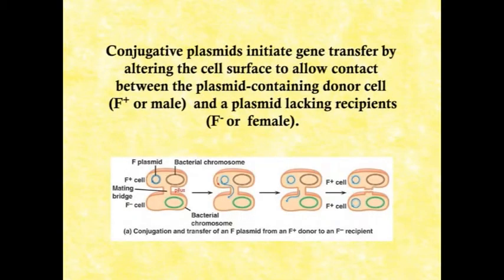Conjugative plasmids initiate gene transfer by altering the cell surface to allow contact between the plasmid-containing donor cell, that is the F positive or male, and a plasmid-lacking recipient, that is F negative or the female. Consequently, the sex pilus originates from the donor and establishes a conjugation bridge, that is the temporary cytoplasmic bridge, that serves as the channel for DNA transfer from donor to the recipient bacterial cell. Further, the intercellular contact between the cells is established.